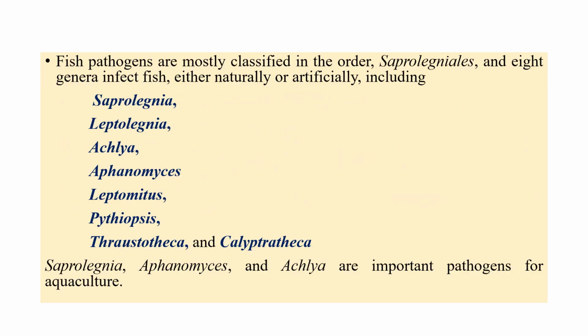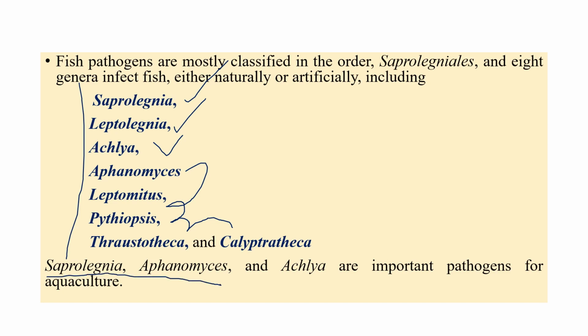And the majority of the Saprolegniales, there are 8 genera, majority of them are naturally or artificially fish pathogens, like Saprolegnia, Leptolegnia, Achlya, Aphanomyces, Leptomitus, Pythiopsis, Thraustotheca, and Calyptralegnia. These are all majorly fish pathogens. Among the fish pathogens, these 3 are very important: Saprolegnia, Aphanomyces, Achlya. These 3 are very important pathogens for aquaculture.